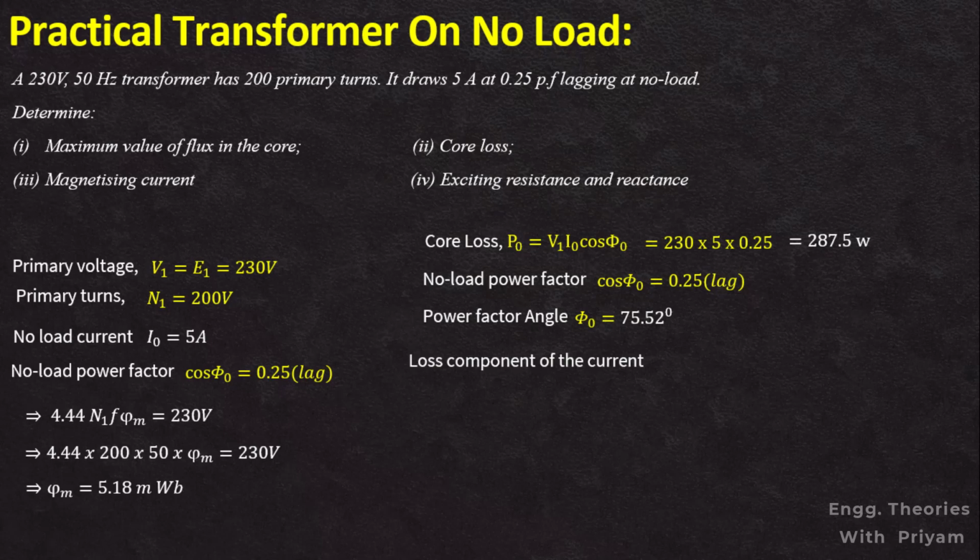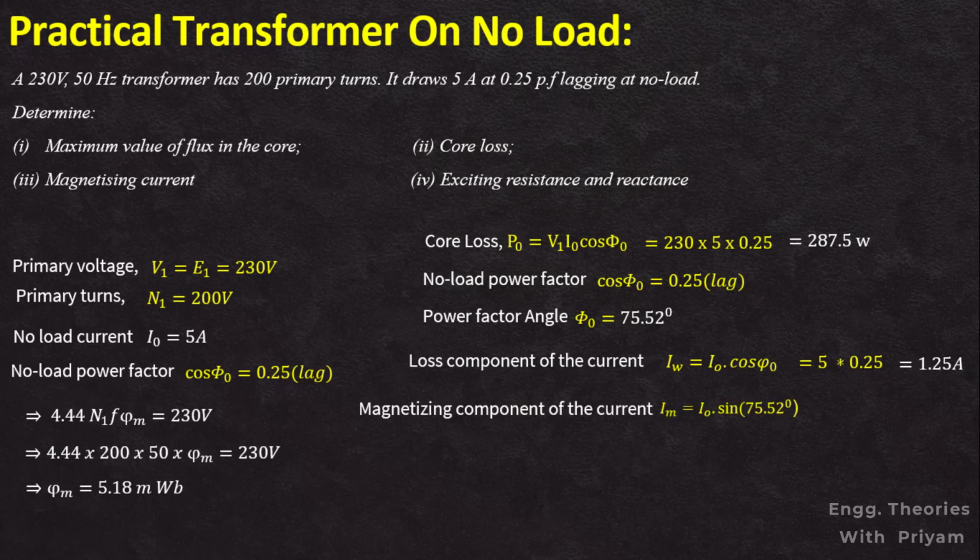So the loss component of the current IW is equal to I naught cos phi naught. By putting the value of I naught as 5 and cos phi naught as 0.25, we can calculate this loss component of the current IW as 1.25 ampere. Similarly, we can also calculate the magnetizing component of the current IM, which is equal to I naught sin phi naught, and by putting the value of sin phi naught at 75.52 degree and I naught as 5 ampere, we can calculate the magnetizing current IM as 4.84 ampere.